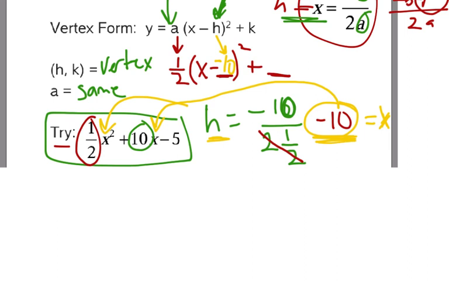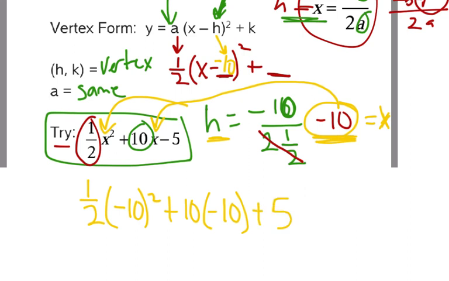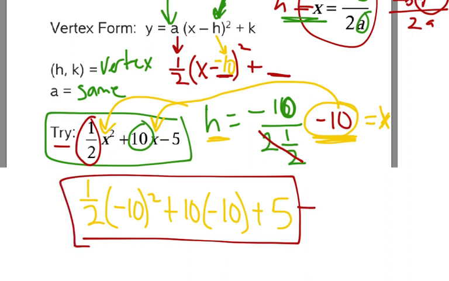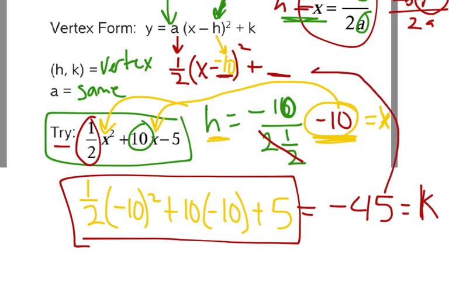I've got 1/2 times negative 10 squared plus 10 times negative 10 plus 5. Now if I go ahead and plug this in and work it out, I'll end up with negative 45. What that means is my k, my y value of the vertex, is negative 45. So I plug that into my equation. So I put negative 45 right here.